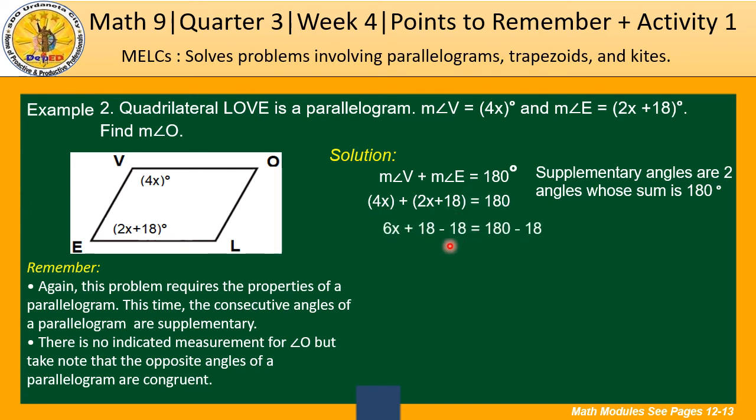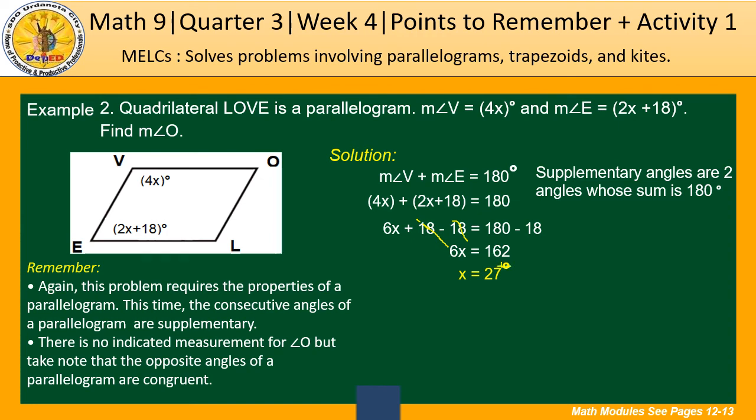By using the subtraction property again, this is now cancelled out. So next we have 6x is equal to 180 minus 18, which is 162. Then let us divide this by 6. If we divide this by 6, the answer will be 27. The value of x is 27.